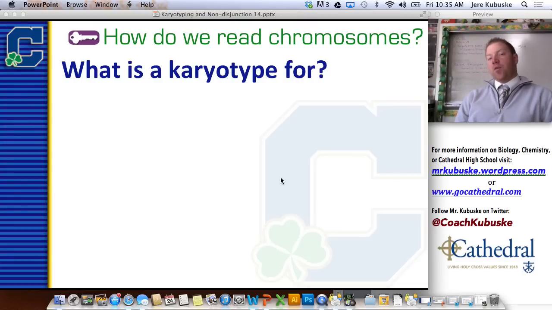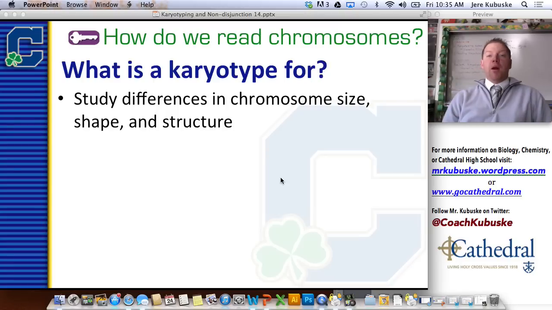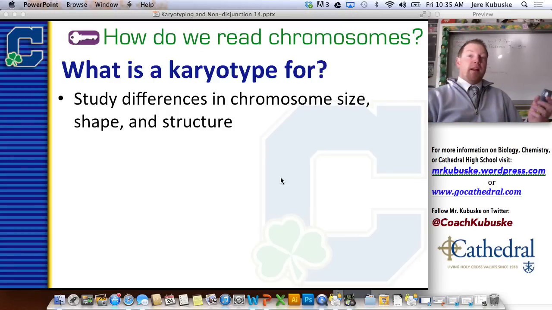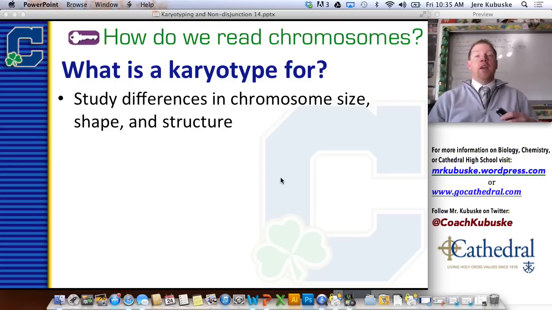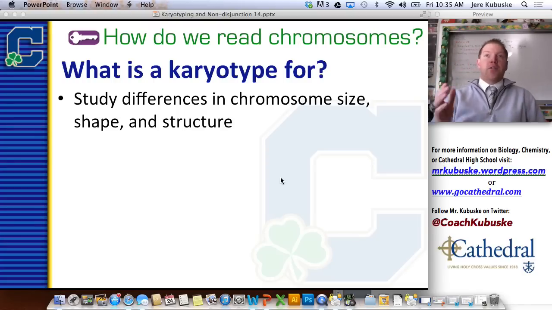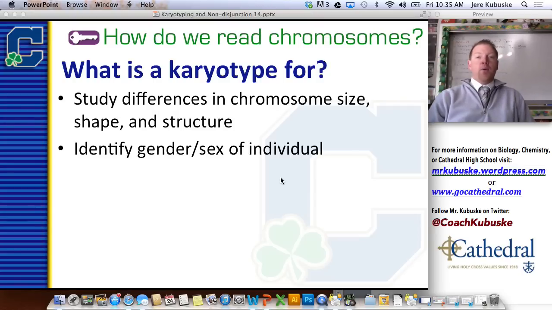But what do we do this for? What's the point? Are we just doing it for fun? No, not really. There are three purposes of a karyotype. The first one is obviously to study the differences in the chromosomes, the bigger ones, the smaller ones, where the stripes are, where the stripes aren't. Is the centromere high? Is the centromere low? What do they do? Why are certain ones smaller and groups of them bigger, and so on and so forth? We can identify gender.